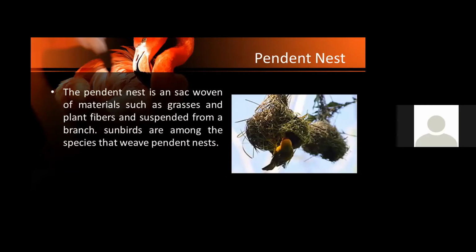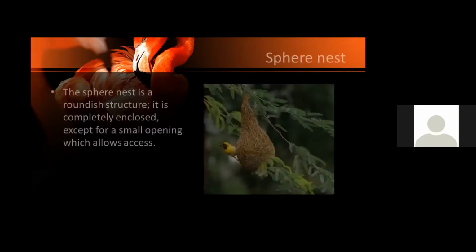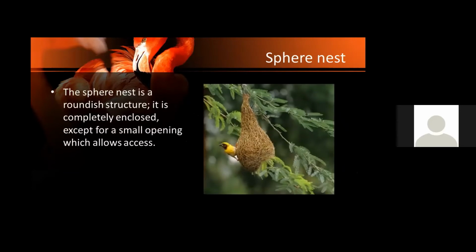Pendant nest. The pendant nest is a sac woven of materials such as grasses and plant fibers and suspended from a branch. Sunbirds are among the species that weave pendant nests. Spear nest. The spear nest is a round dish structure. It is completely enclosed except for a small opening which allows access.